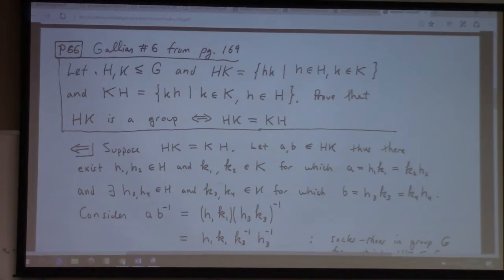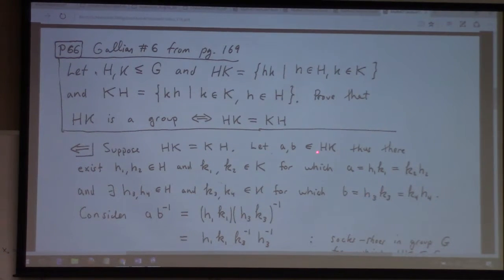Okay, so we're supposed to prove that if H and K are subgroups, then we define the product of H and K by that. This may or may not be a subgroup generally. But HK is a group if and only if HK is equal to KH. So I'll prove the converse direction. Suppose HK is equal to KH.